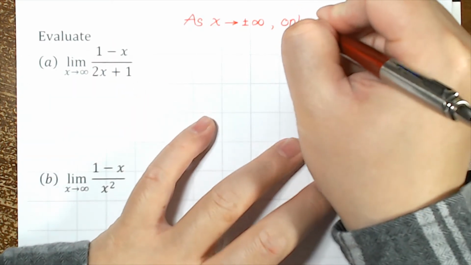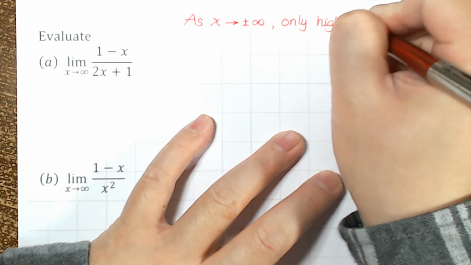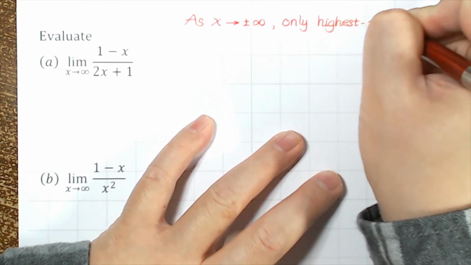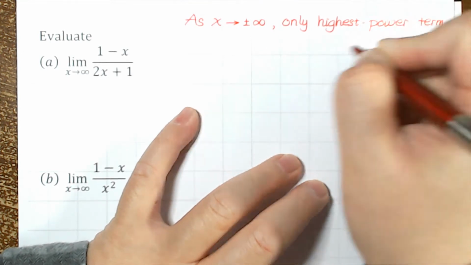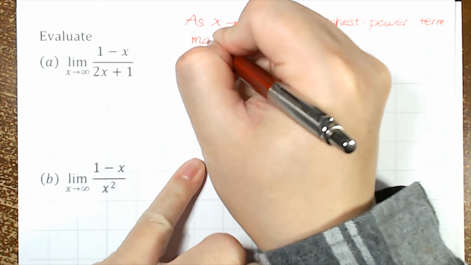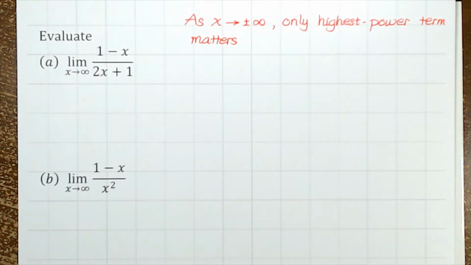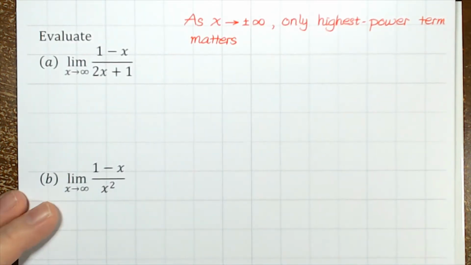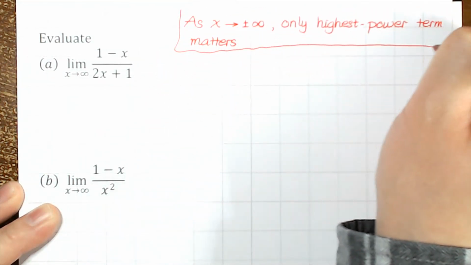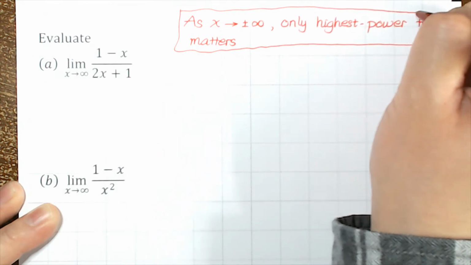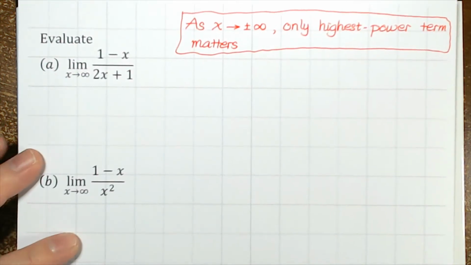At x going to positive or negative infinity, only the highest power term matters in a polynomial. So I will write: only highest power term matters. And that is for polynomials. And we're going to use that to do this problem.